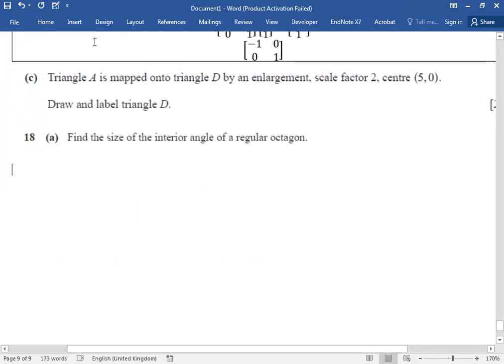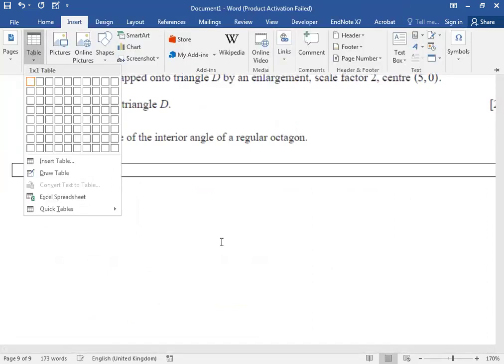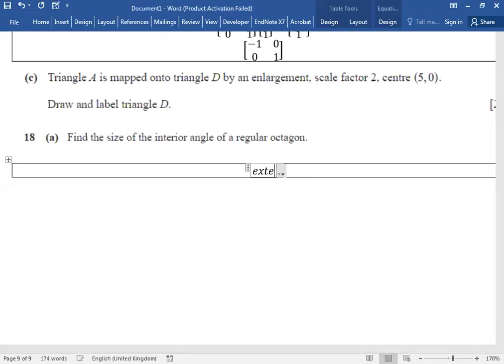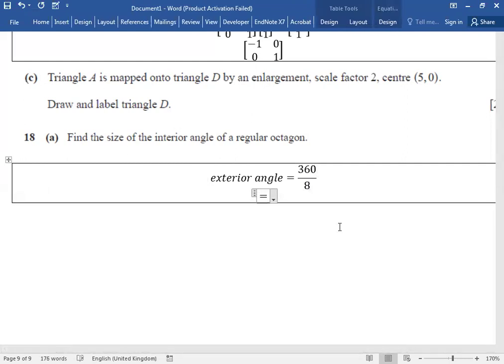Find the size of the interior angle of a regular octagon. How do you people approach this question? Pehle give it a try and then I'll let you know. Always go for the approach of exterior angles. If you can find an exterior angle which is 360 upon n, with n being the number of sides. Agar 8 sides hai, to can you tell me the exterior angle? What will be the exterior angle?